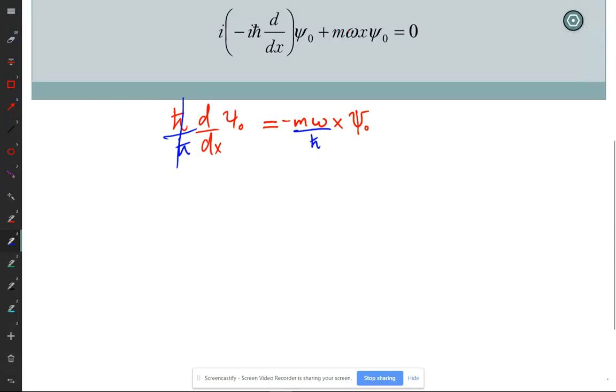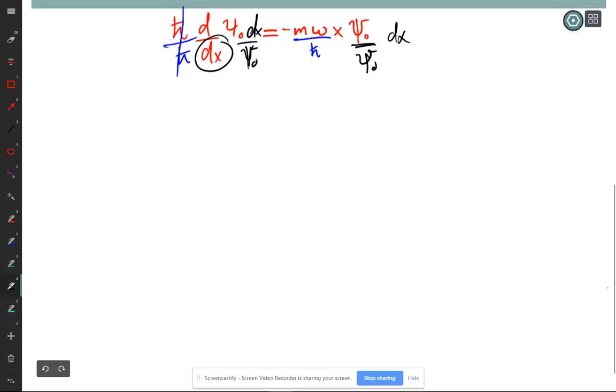We move x over to the other side. We separate variables. That's what you were describing. So I'm going to multiply both sides by dx to get it out of the denominator position and move it to the other side of the equation. I also need to move psi 0 to the other side, so I have to divide both sides by psi 0. And what I have now is a differential equation that says d psi 0 over psi 0 equals minus m omega over h bar x dx.